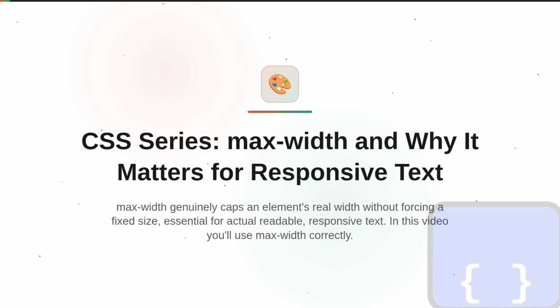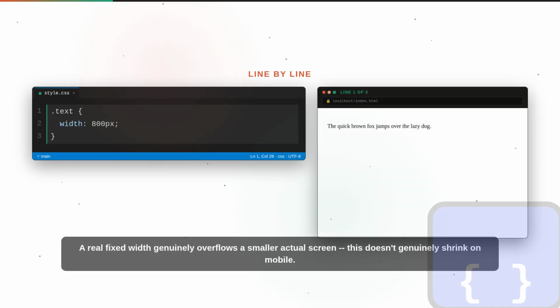Max width genuinely caps an element's real width without forcing a fixed size, essential for actual readable, responsive text. In this video you'll use max width correctly. A real fixed width genuinely overflows a smaller actual screen. This doesn't genuinely shrink on mobile.